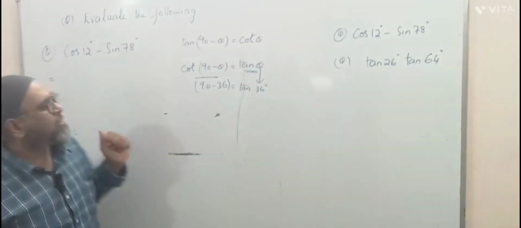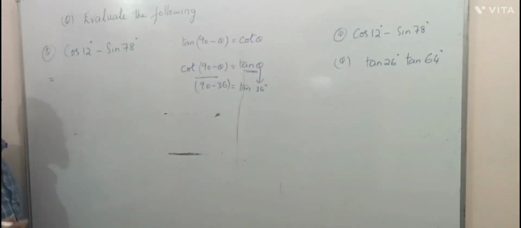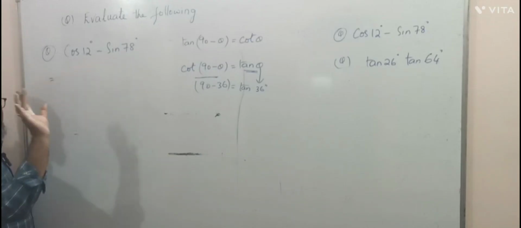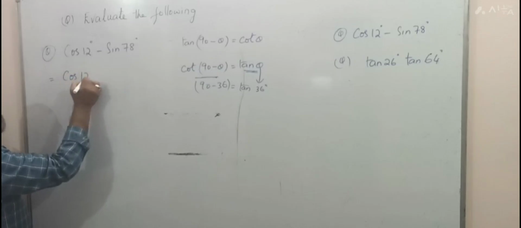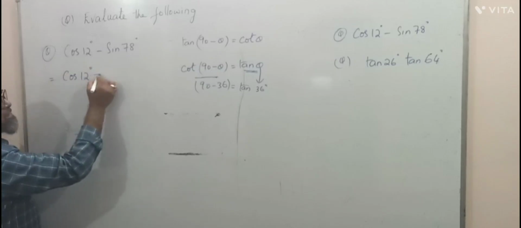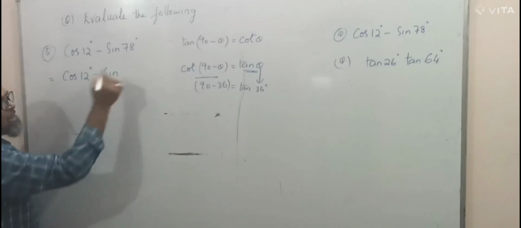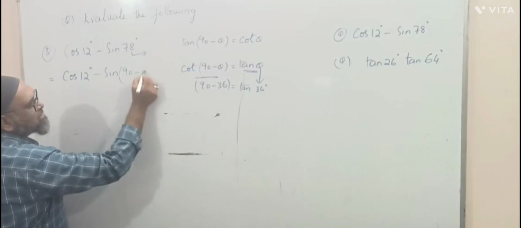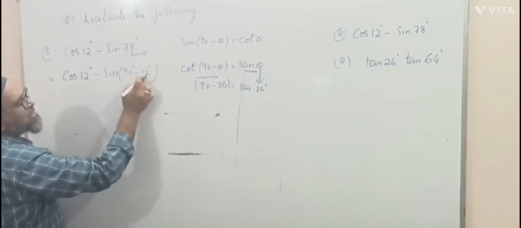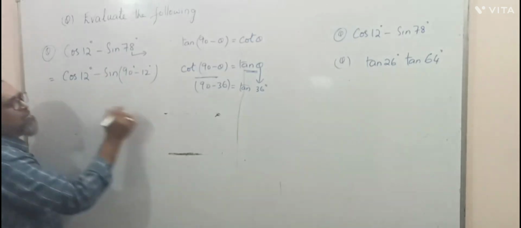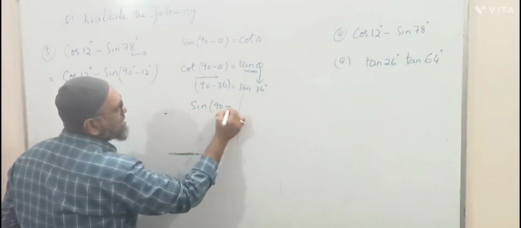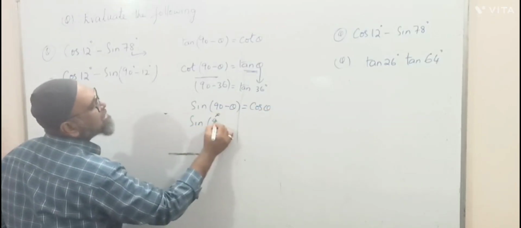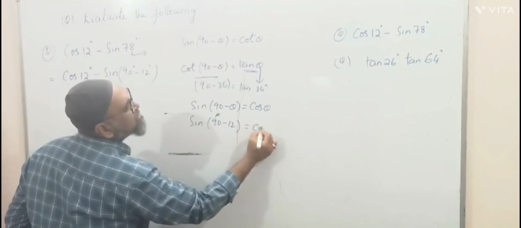Okay. One more example. Cos 12 minus sin 78. How we will solve this? We will keep either one of these identities as same. We will not change. I will keep this cos 12 as it is, and here I will keep the sin as it is. I am playing with this number 78. This 78 I am writing it as 90 minus 12. 90 minus 12 is 78. Now sin 90 minus theta is equal to what? Cos theta. Sin 90 minus 12 is equal to cos 12.